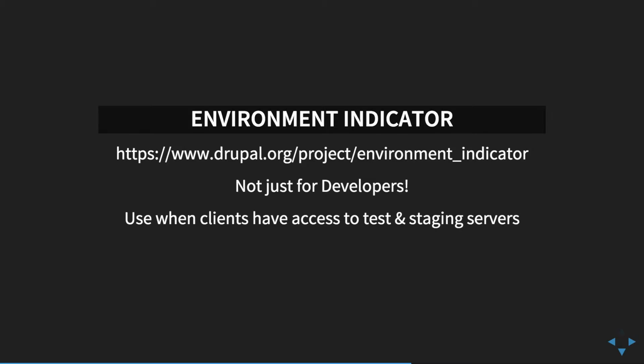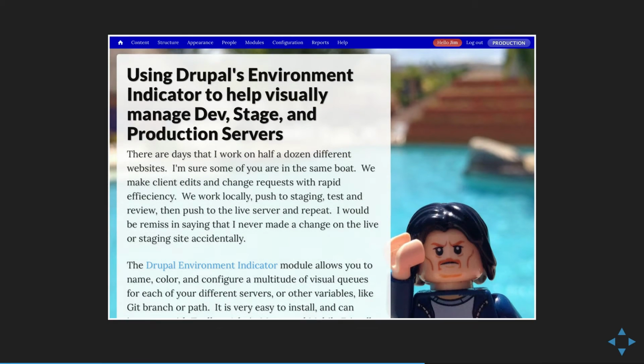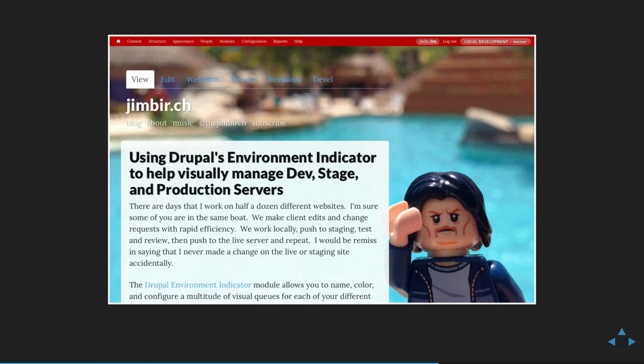Environment indicator. This one is a pretty simple item. It adds an indicator to what site you're on. So if you're working in multi-environments, we use a local dev, a staging server, and a production server. So my pictures here are from my blog. I have a production and a dev. The blue says that I am on the live site. The red says that I'm on my local site, dev site.